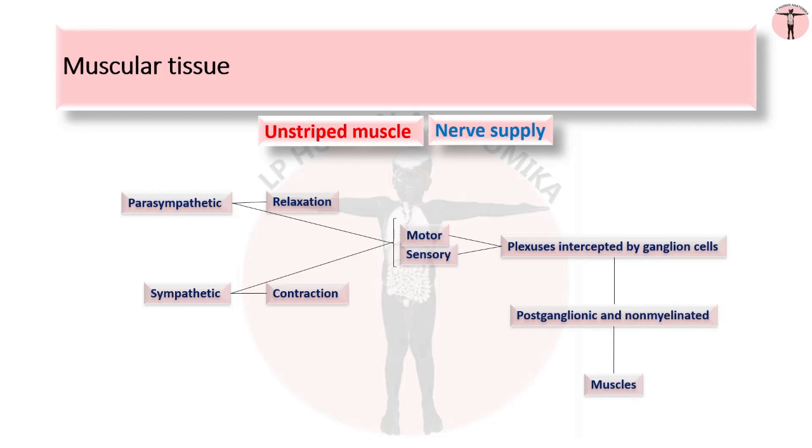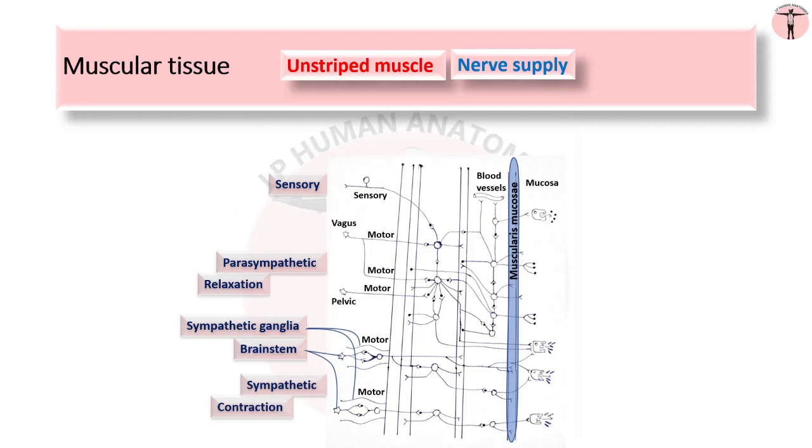The unstriped muscles retain automatic and spontaneous contraction even when disconnected from their nerve supply. In this connection, the innervation of the intestine deserves special mention. The nerve supply of the intestine consists of two parts, extrinsic and intrinsic. The extrinsic nerve includes vagus and sympathetic fibers.